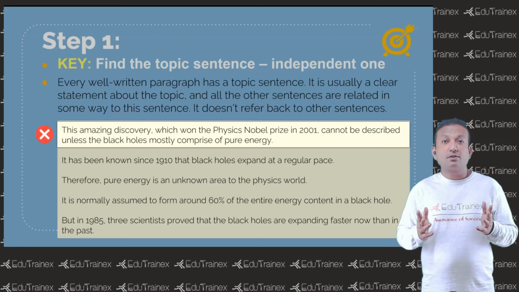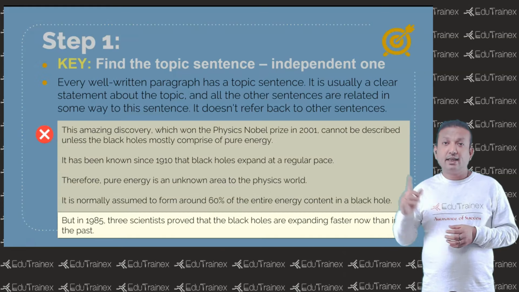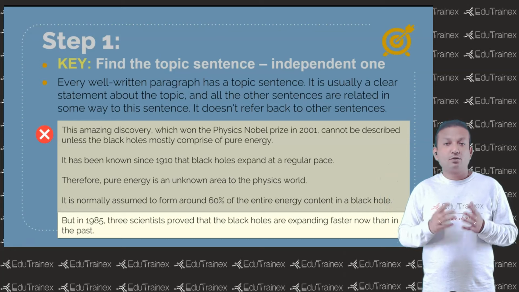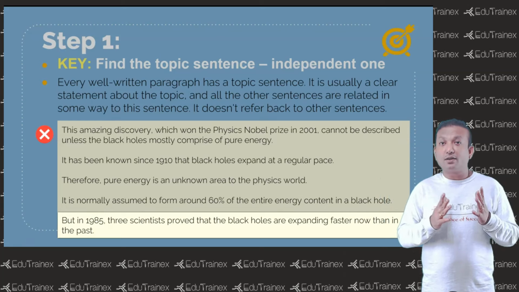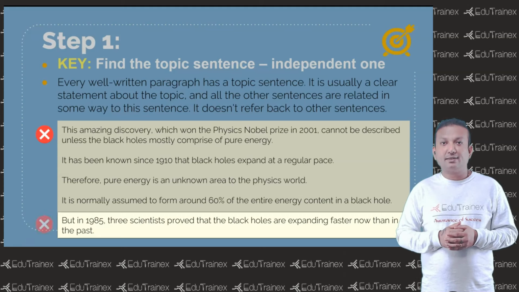Let's cross the easy ones out first. In the last sentence, I see it starts with "but" in 1985. "But" is a conjunction or a transition word, never used in an independent sentence. So let's cross that one out as well.